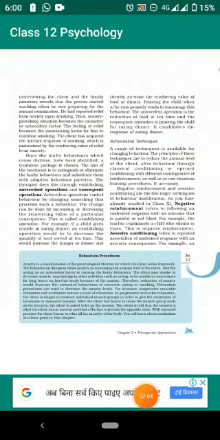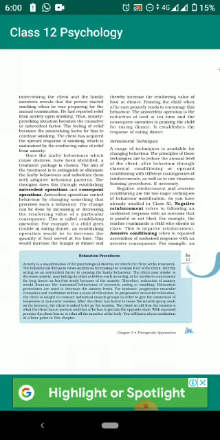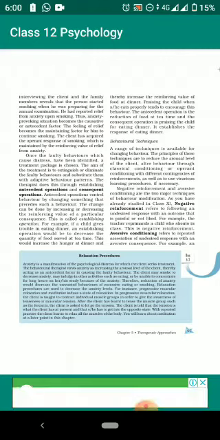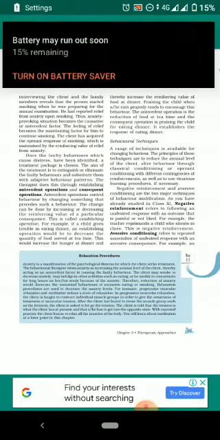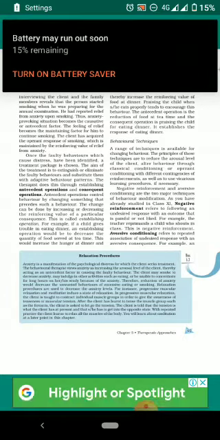Another technique is known as token economy. A person with behavior problems can be given a token as a reward every time a wanted behavior occurs. And the last technique is modeling, a procedure which uses vicarious learning, wherein the client learns to behave in a certain way by observing the behavior of the therapist, who acts as the role model.